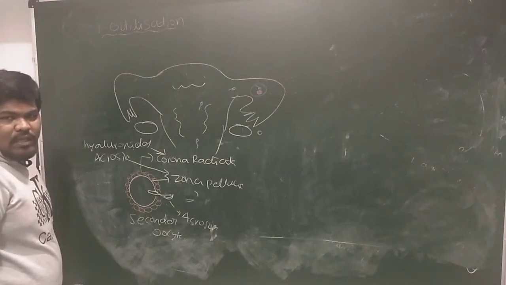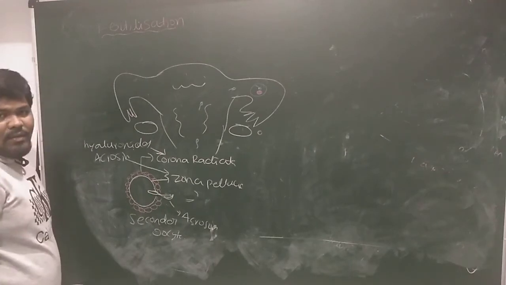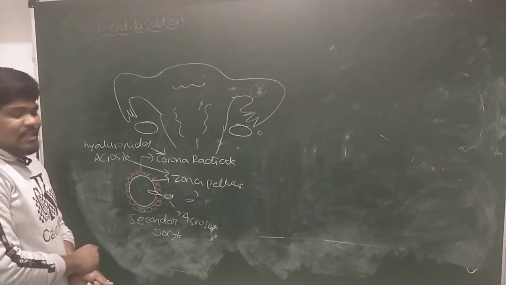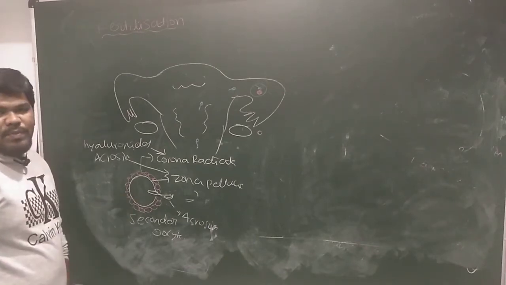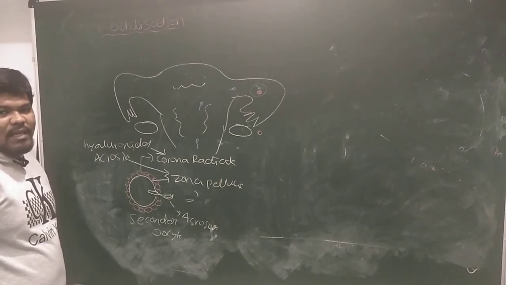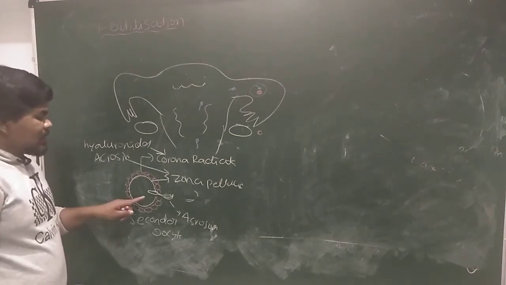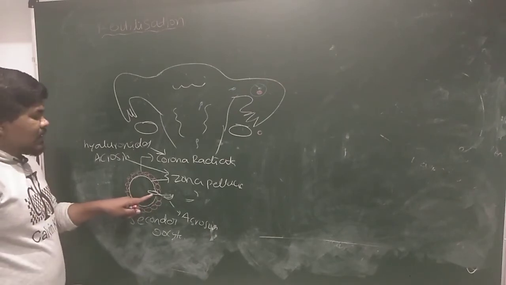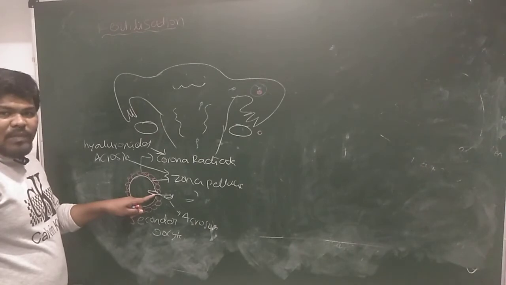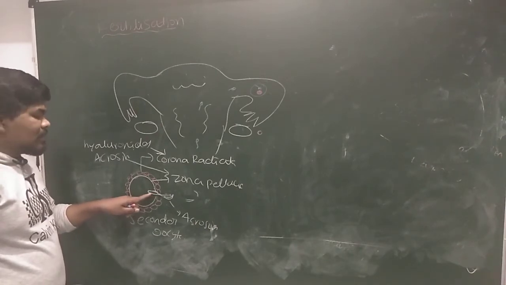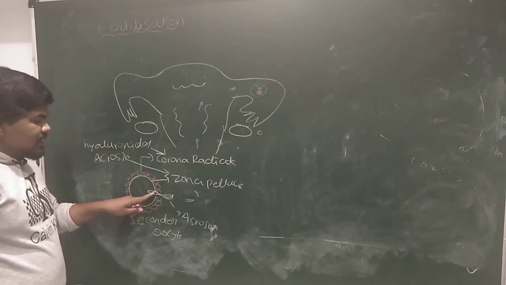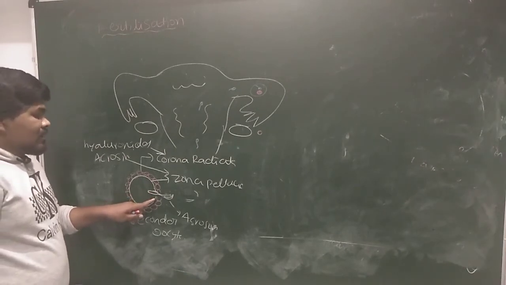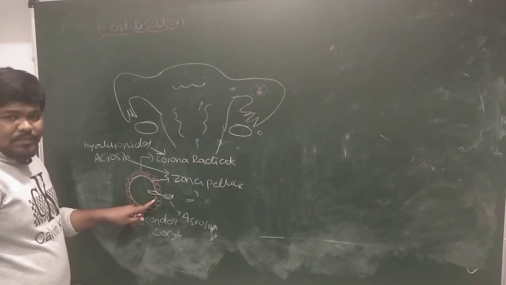Here already we know that in each ejaculation the males can produce approximately 200 million sperms. Only one ovum is produced during each menstrual cycle, at the middle of each menstrual cycle. But only one sperm can fertilize the one egg. What happens? During the fertilization, when the first sperm enters the ovum, there is a contact between the sperm and the zona pellucida of the ovum.